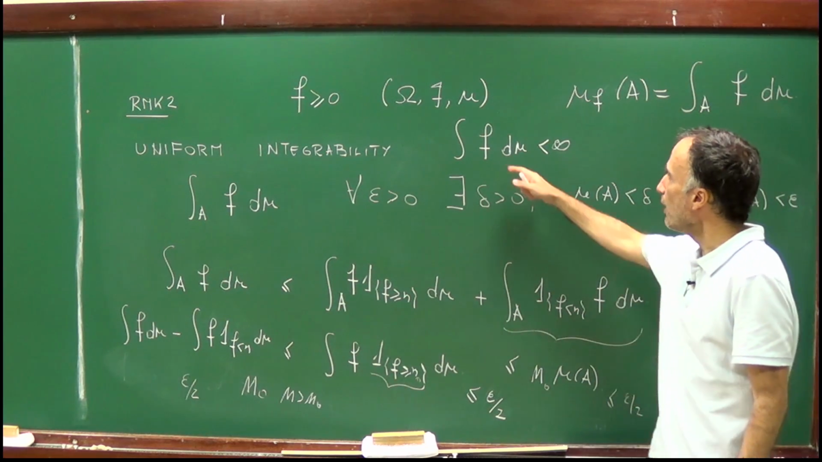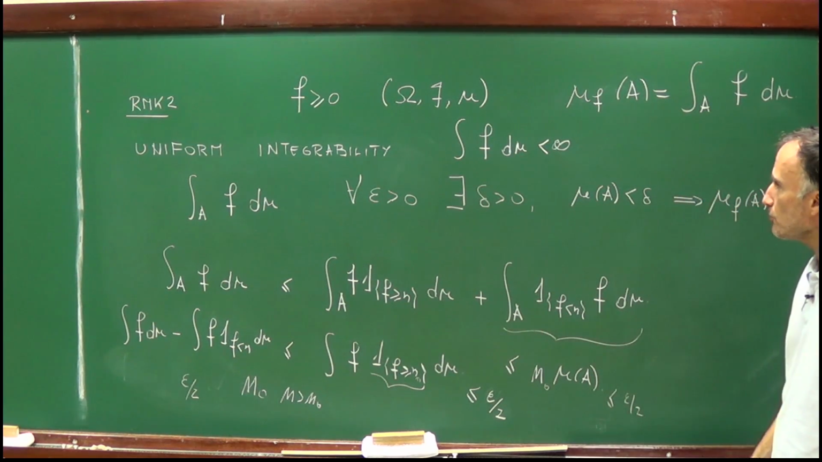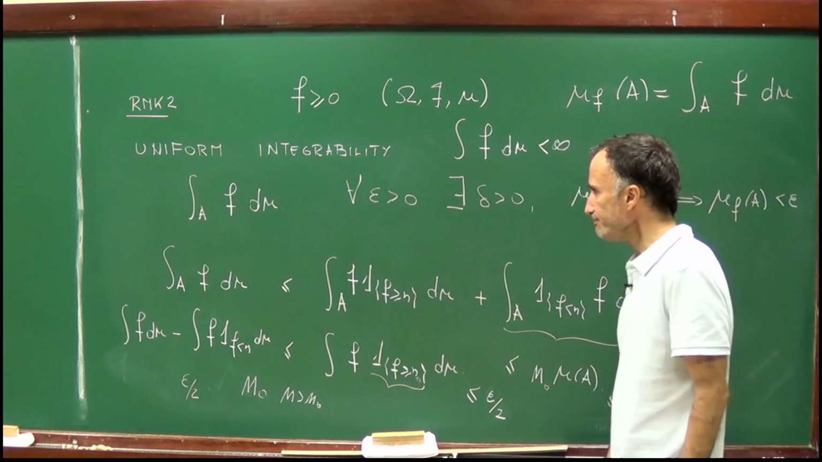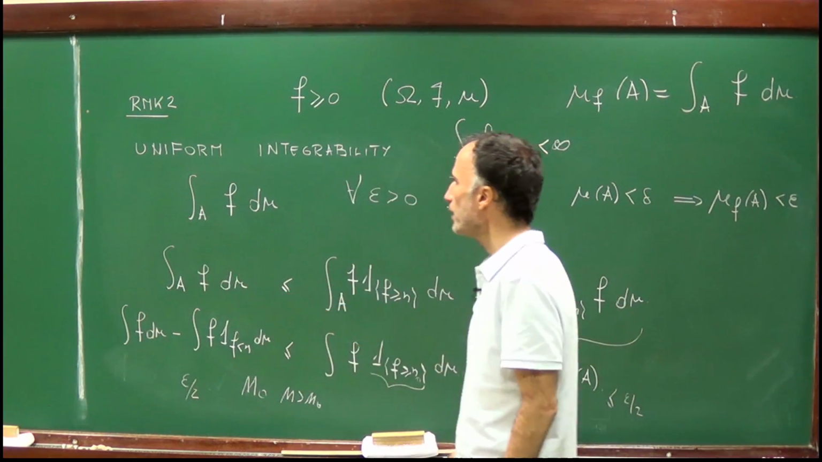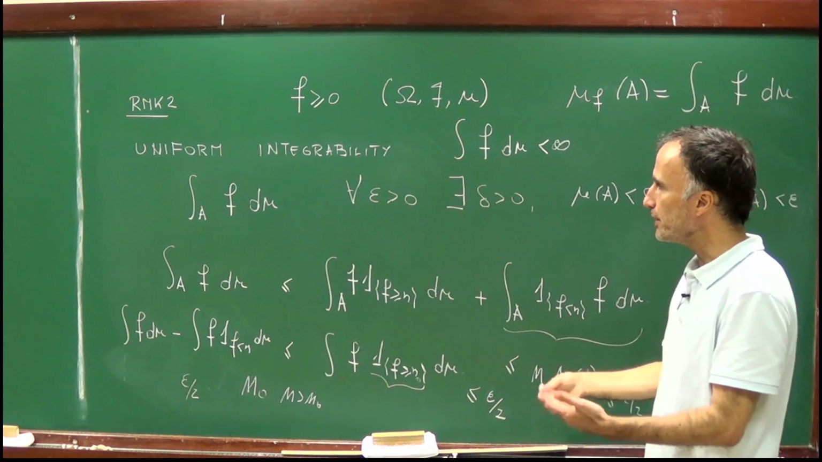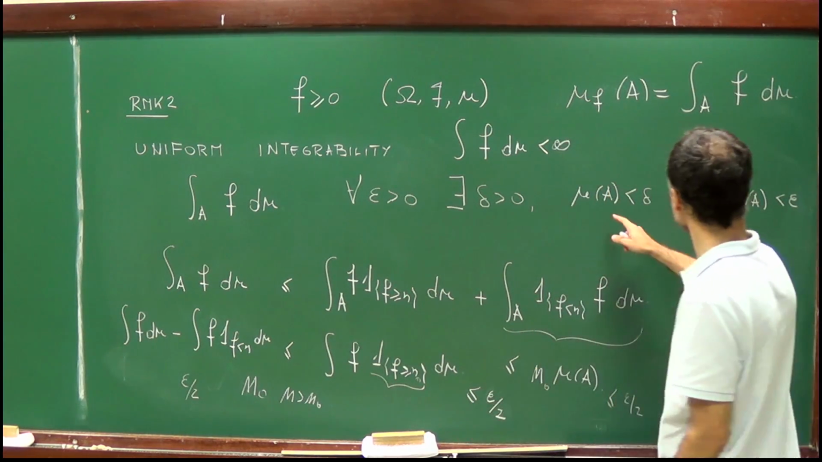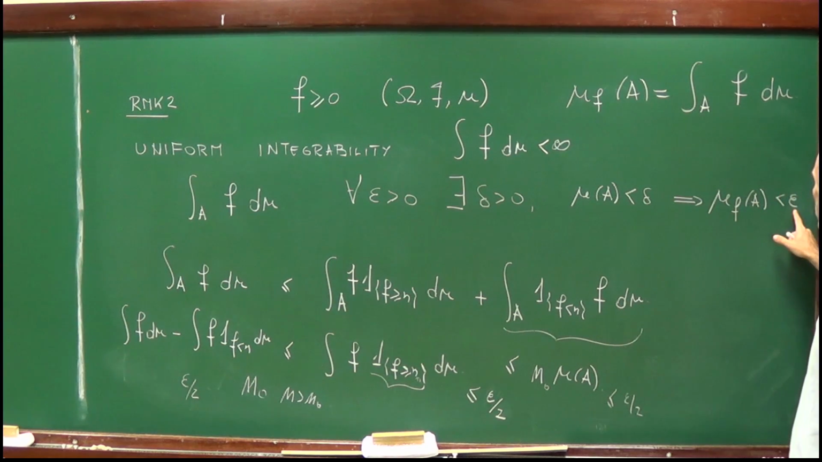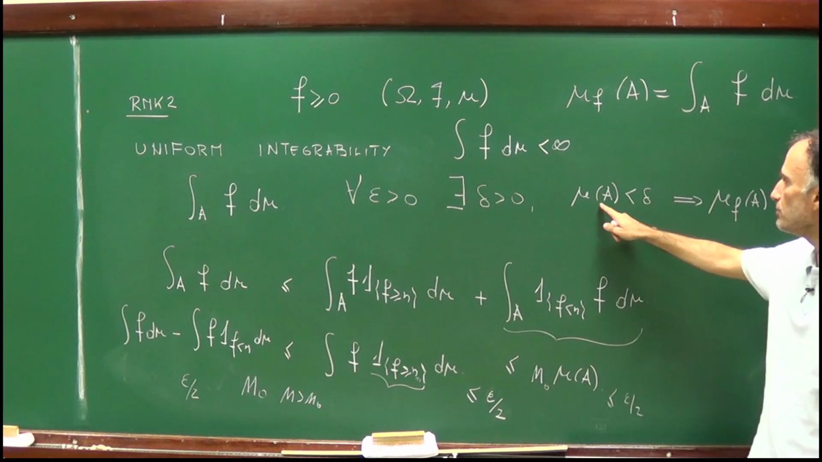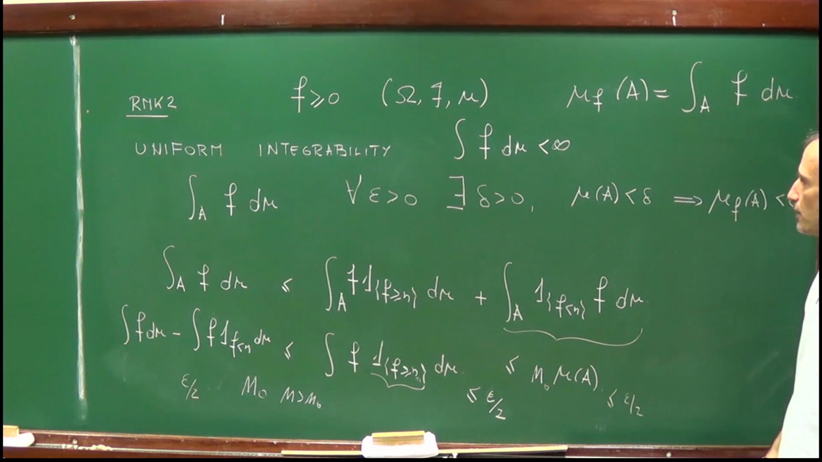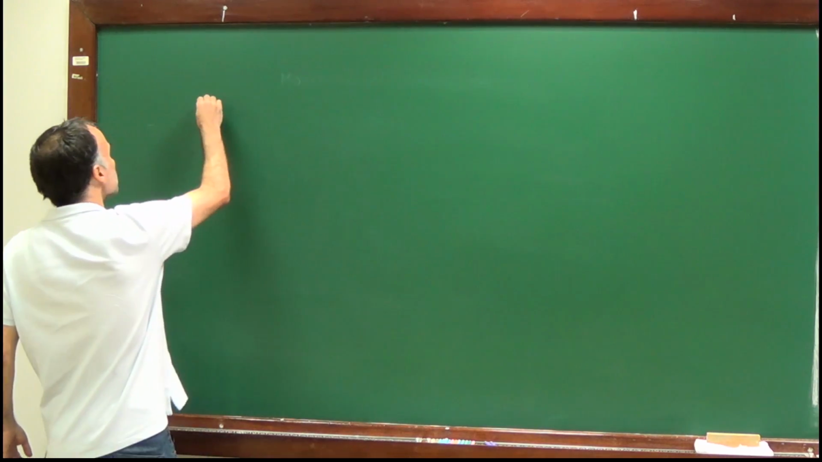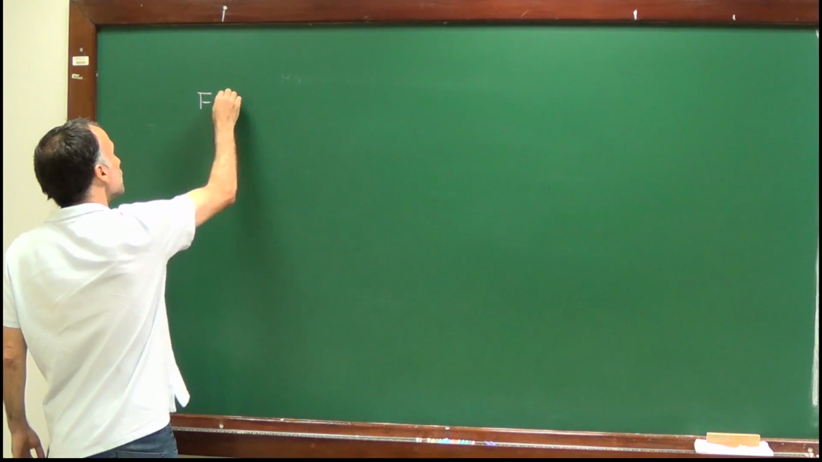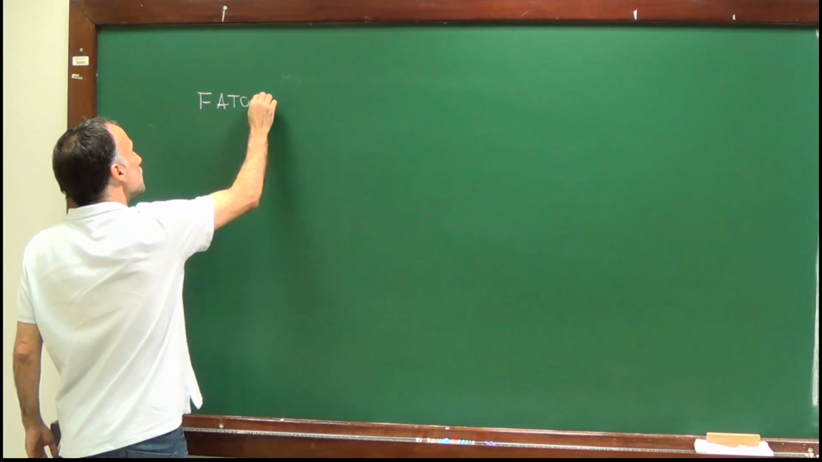Therefore, if the function f is integrable, we can make this family of measures, so we can make mu_f(A) smaller than epsilon uniformly over all sets A such that mu of A is less than delta. So now let's state the second main theorem, which is Fatou's lemma.